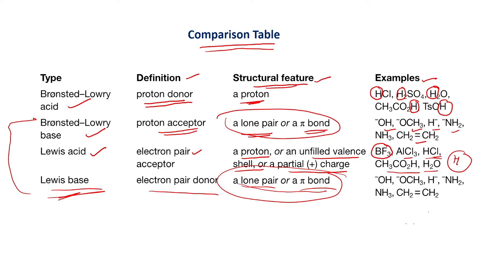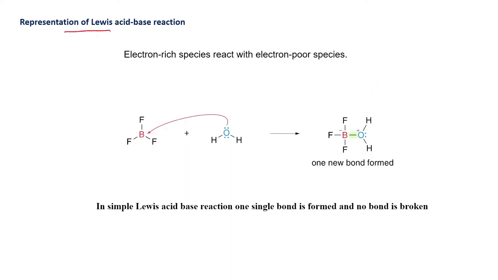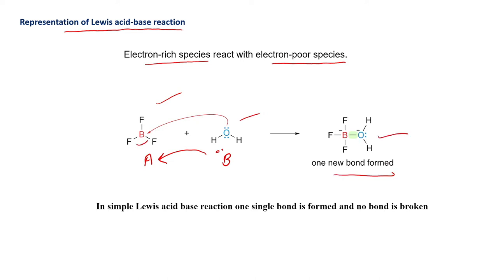Okay, so the same example you can write in Lewis bases. This is the representation of a Lewis acid-base reaction. We know electron-rich species react with electron-poor species. Electron-rich species are bases and electron-poor species are acids. So you have to show the direction of the arrow from base to acid. So this is the example: water is reacting with BF3, so a new bond formation occurs. In a Lewis acid-base reaction, one single bond is formed and no bond is broken.